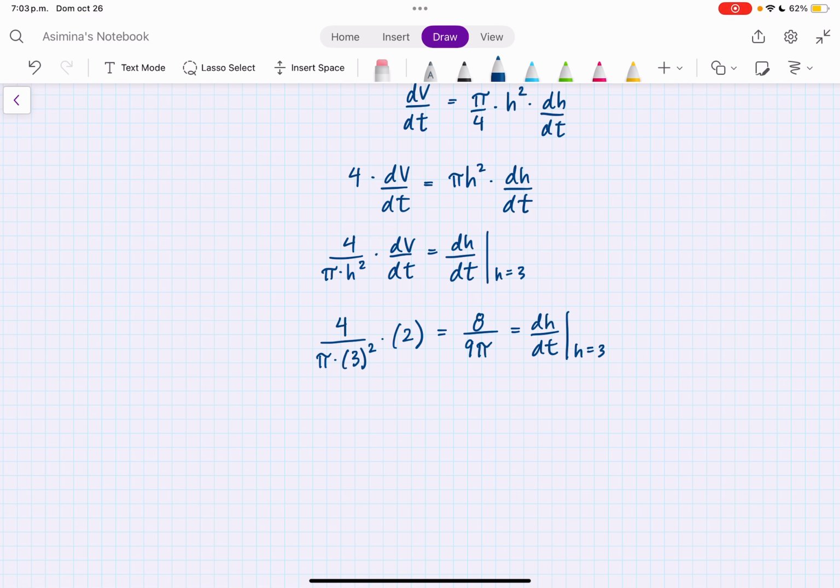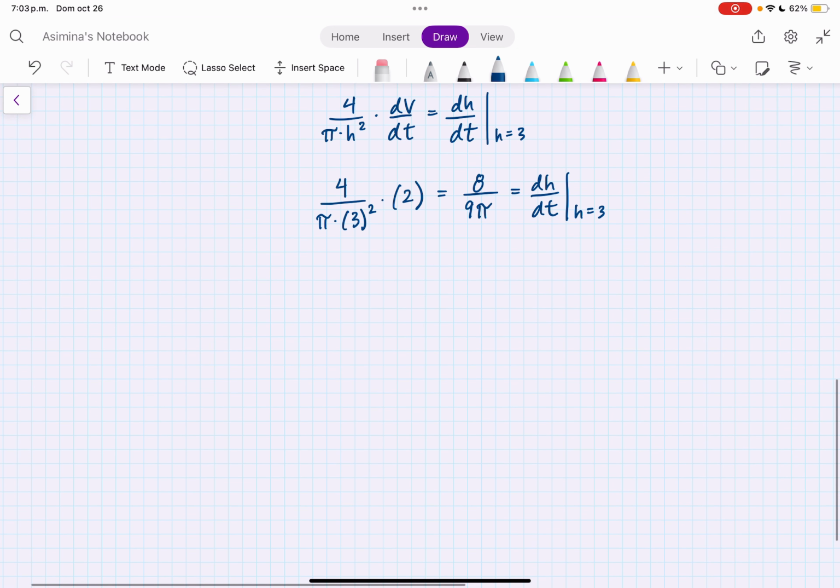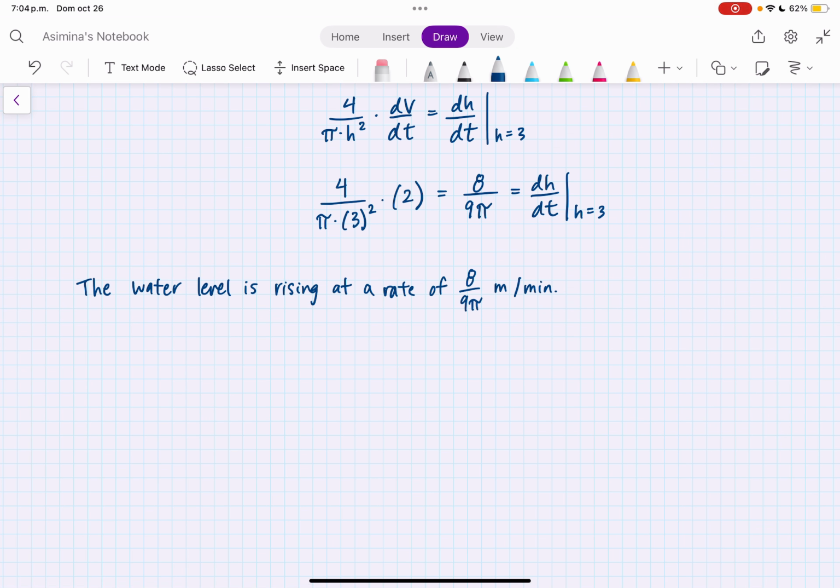And so that's our final answer. But what does this mean? What is this telling us? This is telling us that the water level is rising at a rate of 8 over 9 pi meters per minute. And that is our final answer.